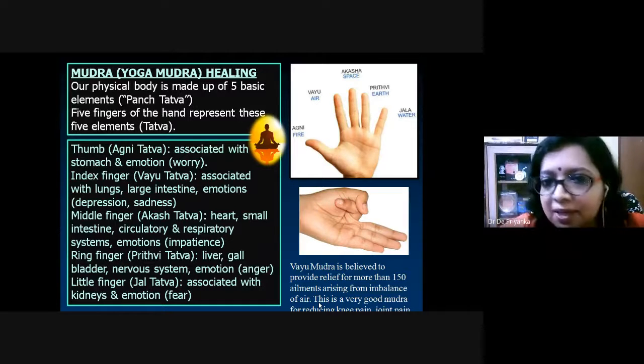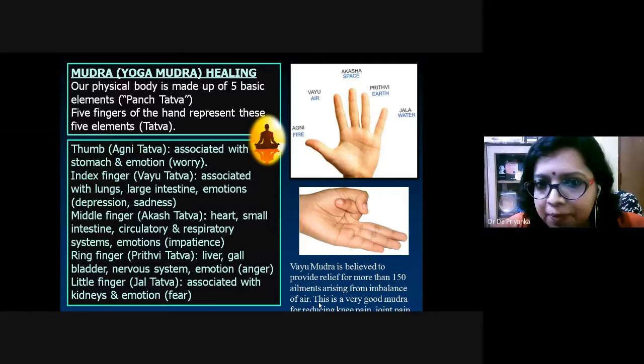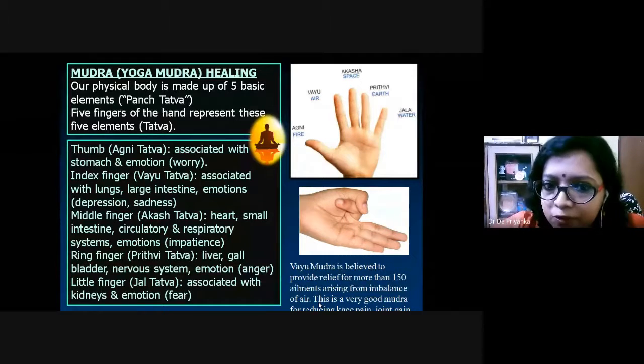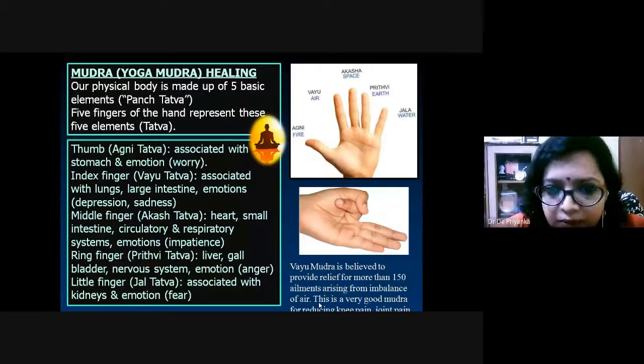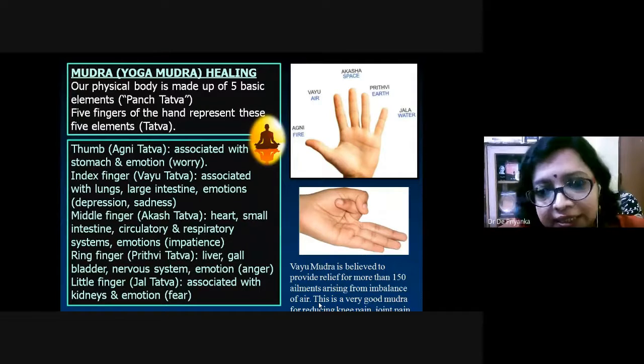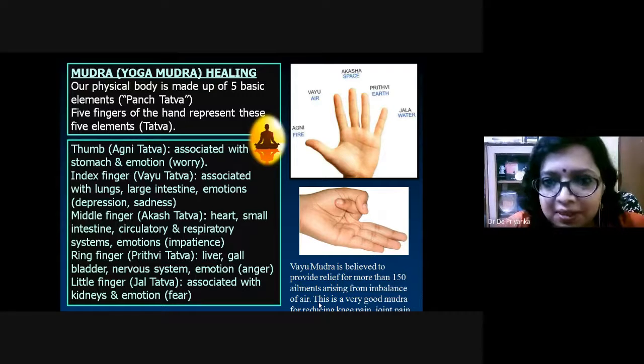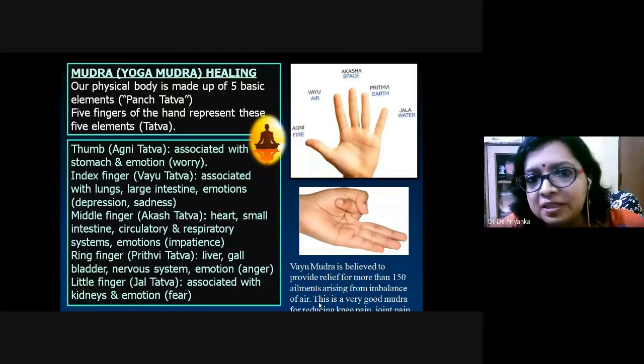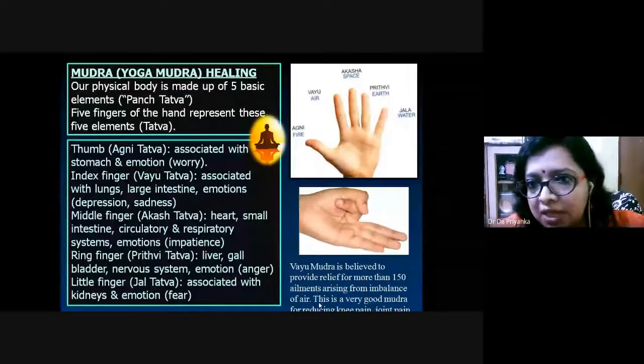They represent the 5 elements, named as, for example, thumb, Agni Tattva, index, Vayu Tattva, middle finger, Akash Tattva, ring finger, Prithvi Tattva, and the little finger, Jal Tattva. So you can see the 5 elements are represented. This is where the importance lies. I'm not propagating the concept of the mudras and the tattvas here.